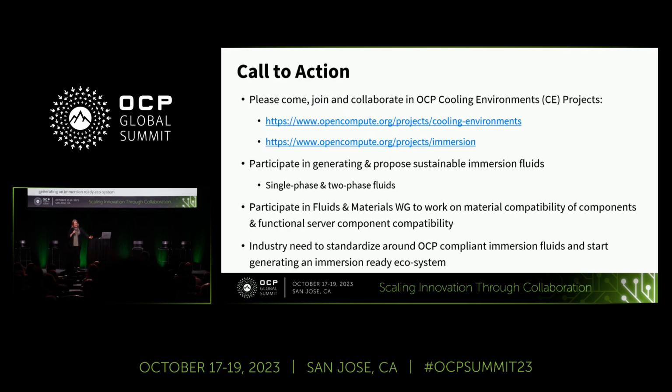So call to action is please come and join and collaborate with us in the cooling environments projects, and specifically within the immersion project, and participate in generating and proposing sustainable immersion fluids, both for single phase and 2-phase. As I said, please come and participate in the fluids and materials work group, where we're planning on contributing more material regarding material compatibility for IT equipment and functional server component compatibility and test methodologies. And last shout out here is industry needs to standardize around OCP compliant immersion fluids and start generating an immersion ready ecosystem.